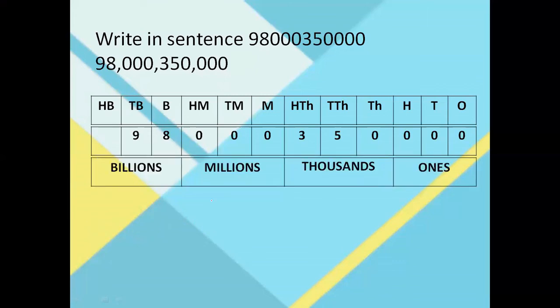So select right from the higher place value. There is 98 in the billions group, 98 billion, no million here. So 1,350 in the thousands and there are no ones. So there is billion and thousand only. So 98 billion, 350 thousand.